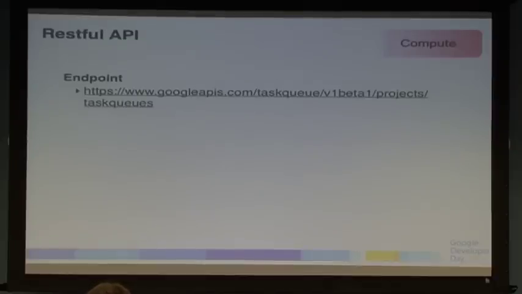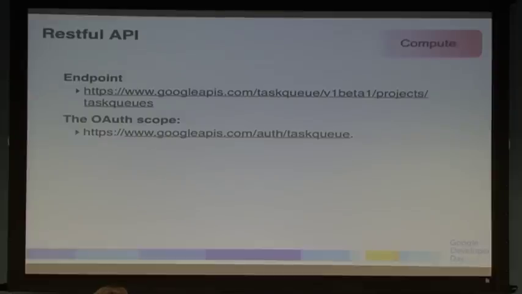And let's look at the RESTful API, and I will show you where you can access this API. So there's a standard endpoint, and we have an OAuth scope, so you can allow third parties to use OAuth libraries to access tasks. You can delegate who has access to it, and you can specify this in the queue.yaml file.